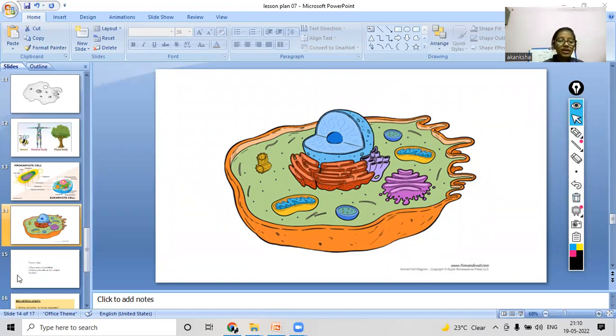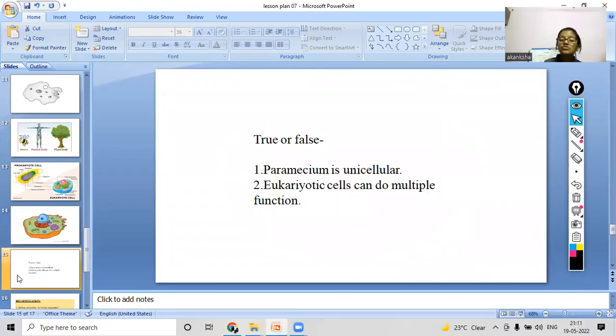So now we will move on ahead and see a question. Now coming to true or false. The first question is, paramecium is unicellular. Is it true or false? You have to write your answer in the chat box. Okay, I can see the right responses. Yes, very good. Paramecium is unicellular. It is true. Coming to the second question, eukaryotic cells can do multiple functions. True or false? Okay, I can see the right responses. It is also a true statement. It can do.